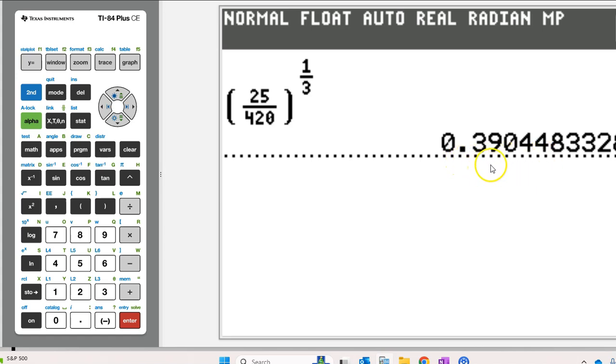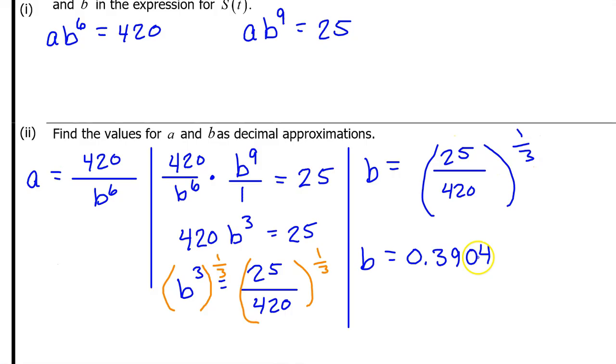However, students will often try to round to 3 decimal places, and then they round wrong. So my recommendation is always use 4 decimal places and don't try to round. So let's write 0.3904. Kabam!